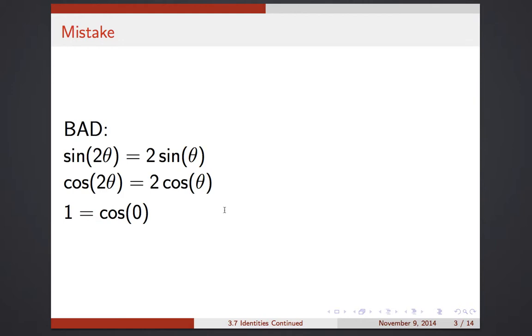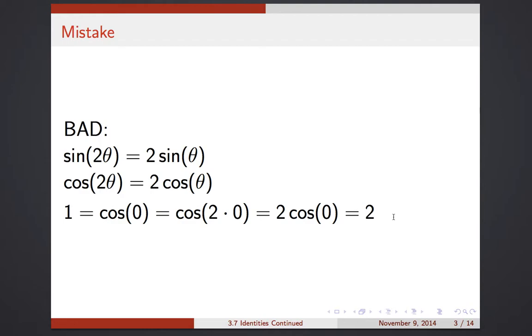Just to illustrate how bad it is, let me show you how the universe collapses if you're allowed to do this. We all agree with this, that 1 is cosine of 0. I think we also all agree that 0 is the same thing as 2 times 0. So suppose now that you were allowed to pull that 2 outside, then you would have the 2 outside times cosine of 0, but cosine of 0 is 1. And look, you've learned that 1 equals 2.